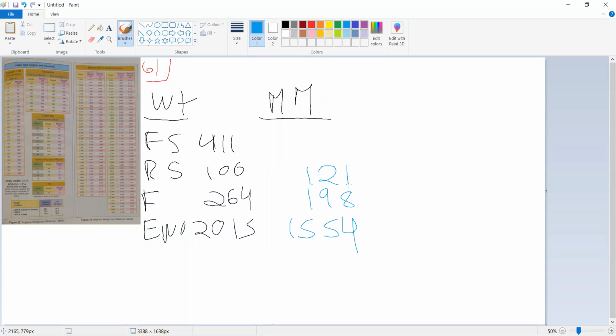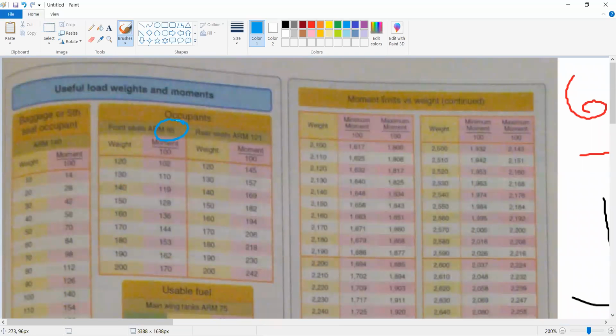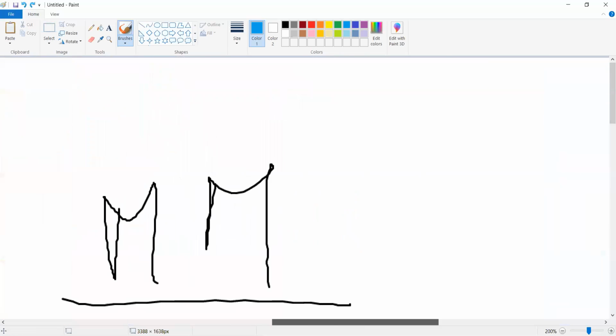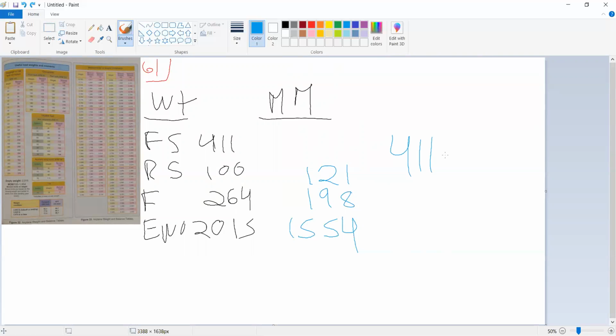Next, 411. That's for the front seat, and 411 is not there. So we have to multiply 411 by, if you look at it, 85 over 100. So 411 times 85 over 100. When we do the math, we have 411 times 85 equals 34,935. Move the decimal place, and we get 349.35.